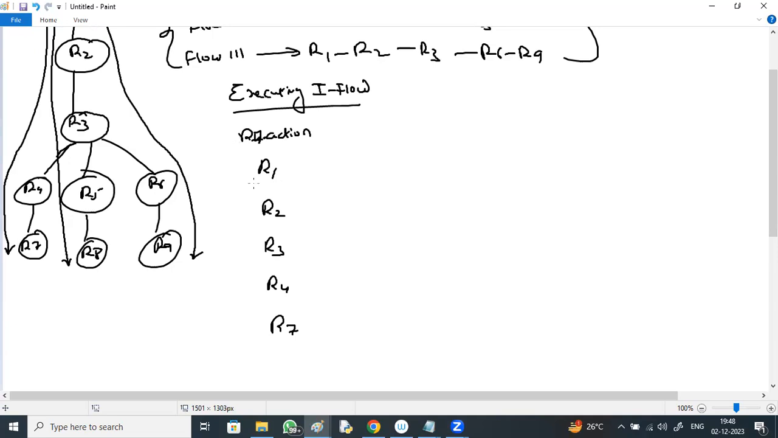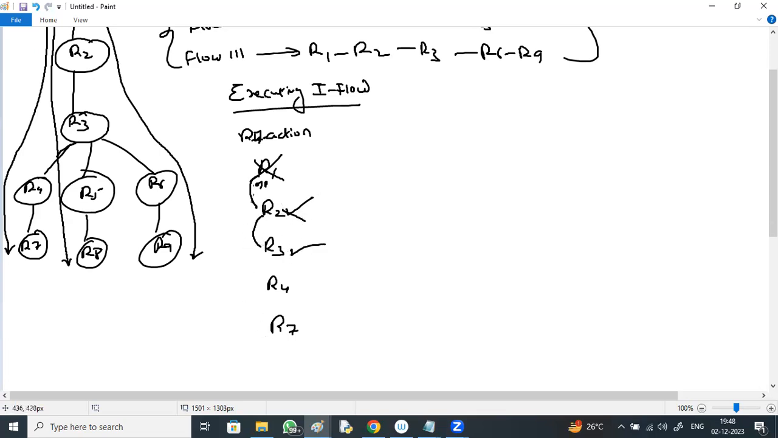Okay, the flow starts from R1 to R7. So the output of it will be given to this. The output of this will be given as input to this. Once R2 is loaded and computed, R1 gets removed from the RAM. Once R3 is collected and computed, R2 gets removed from the RAM.